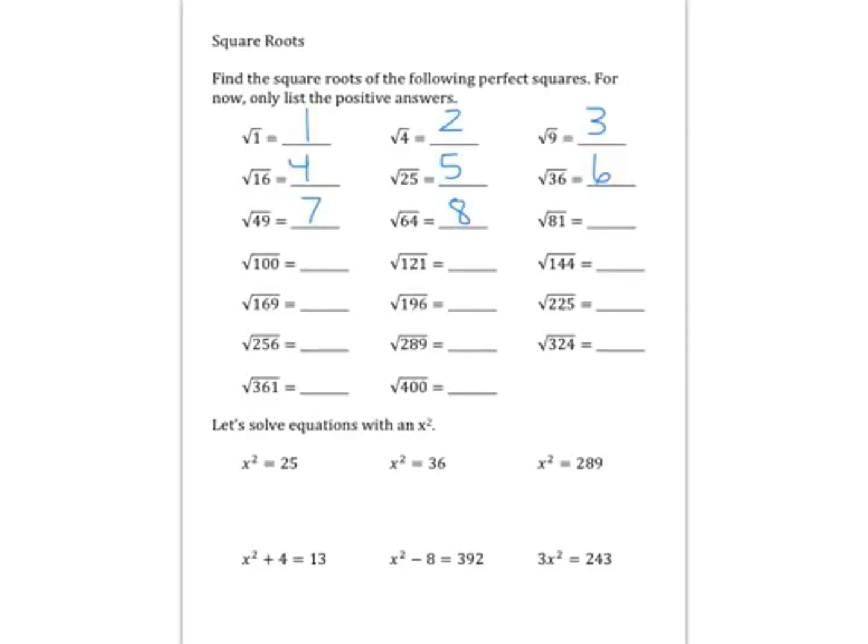The square root of 81 is 9. Square root of 100 is 10. Square root of 121 is 11. The square root of 144 is 12. Square root of 169 is 13. Square root of 196 is 14. Square root of 225 is 15. The square root of 256 is 16. Square root of 289 is 17. The square root of 324 is 18. The square root of 361 is 19. And the square root of 400 is 20.